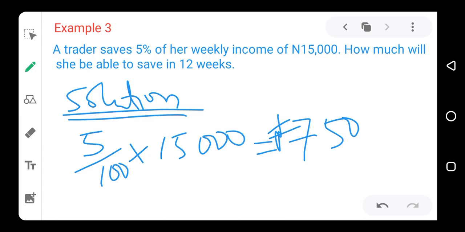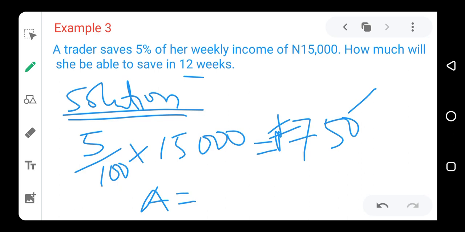Now, how much will she be able to save in 12 weeks? Here, remember from the formula that the amount is equal to, that is the last step, we multiply the amount saved per given time by the duration. Now the amount saved per given time is 750 naira and the duration we are looking for is 12 weeks.